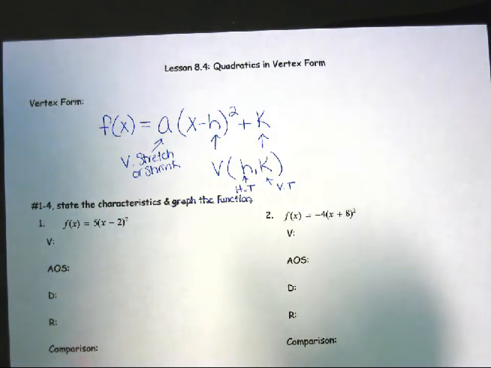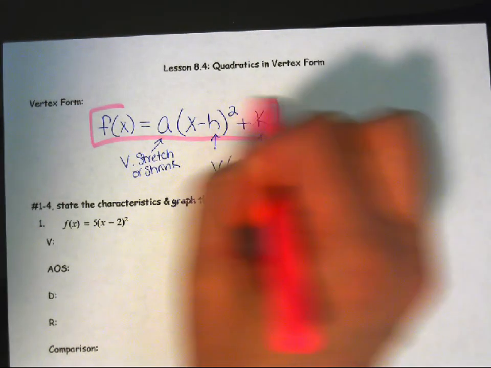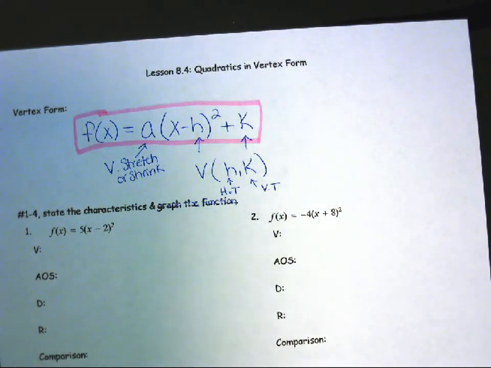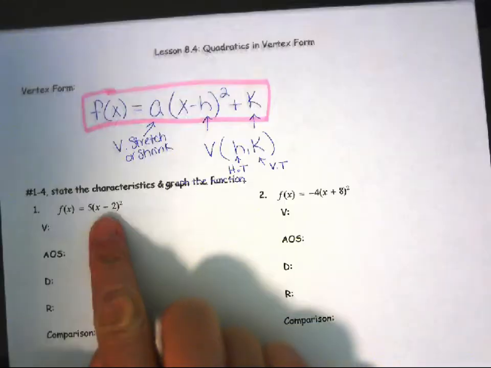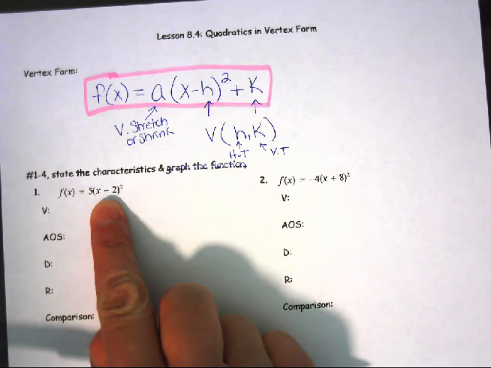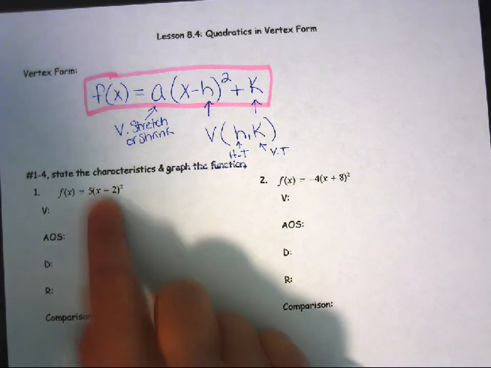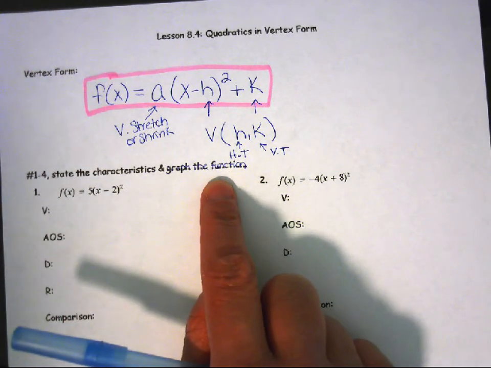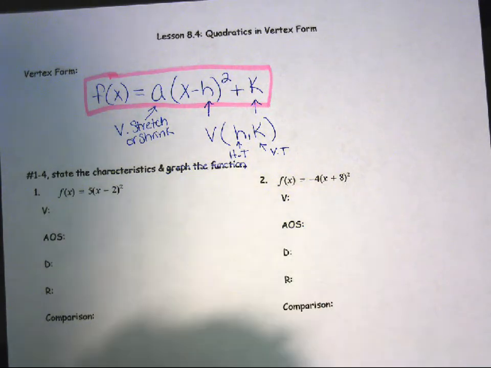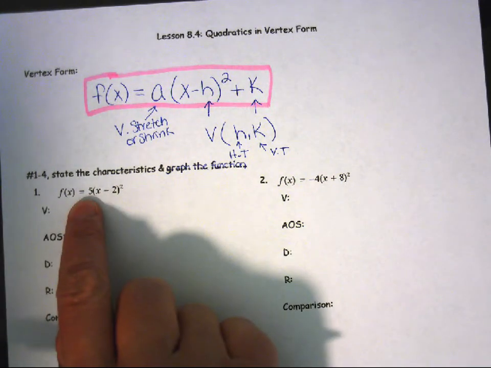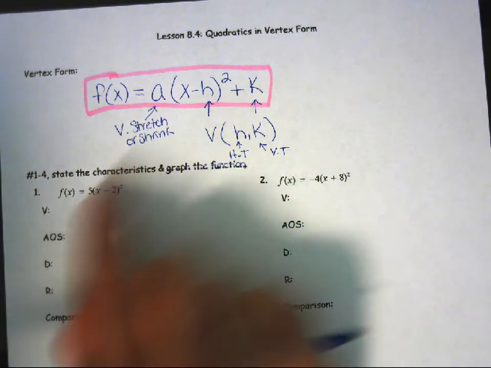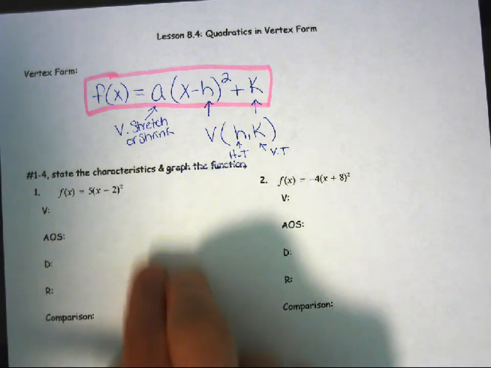But this right here is what we call vertex form. Now, you're not going to have to write that down. You don't necessarily have to memorize it. But when you're given a problem, you are going to have to be able to read it, okay? So let's take this first one. They want us to state them, and then do a rough sketch of the graph of it. So the 5 is our a, our vertical stretch. That's just going to make it skinnier.